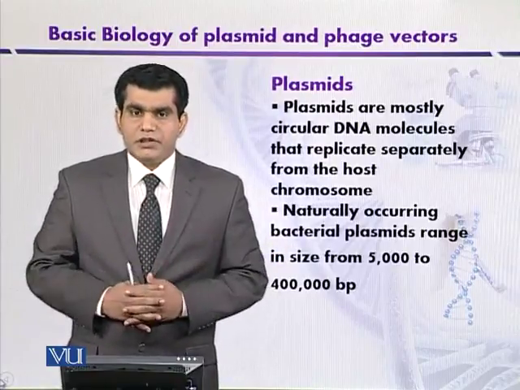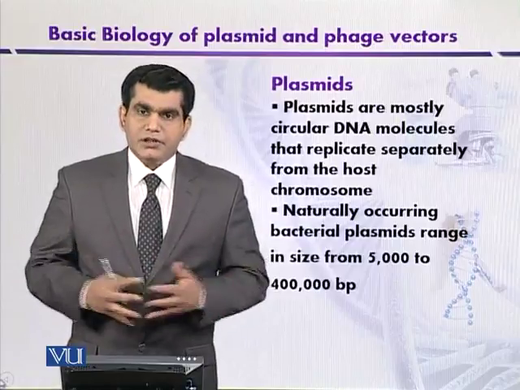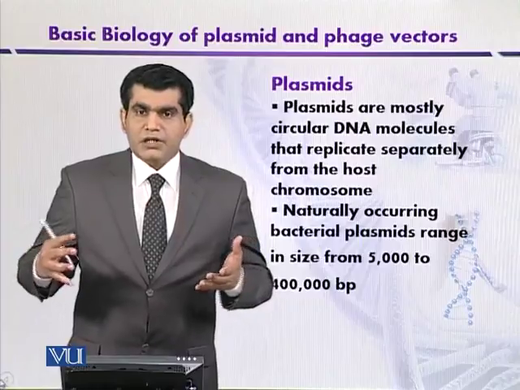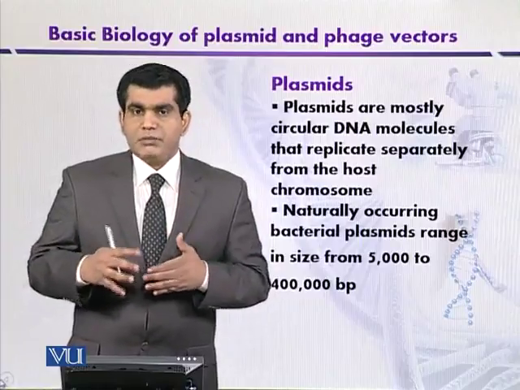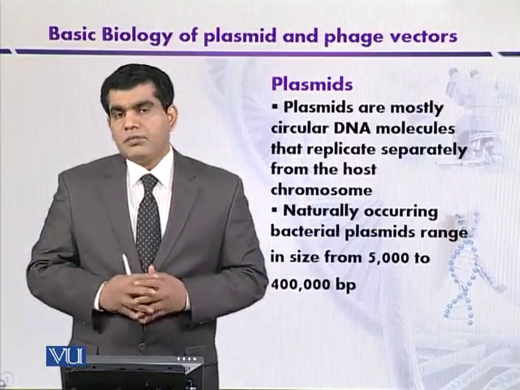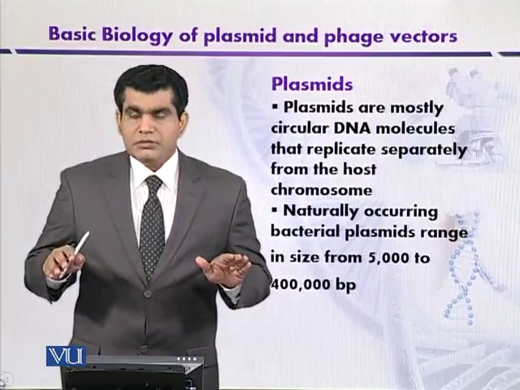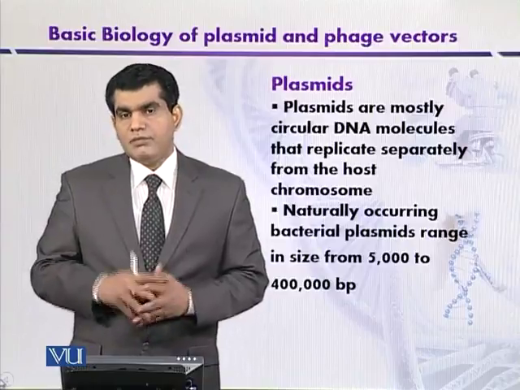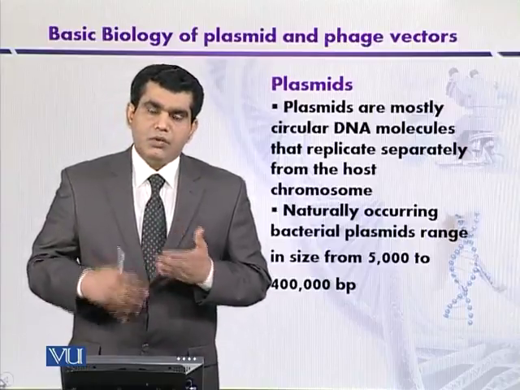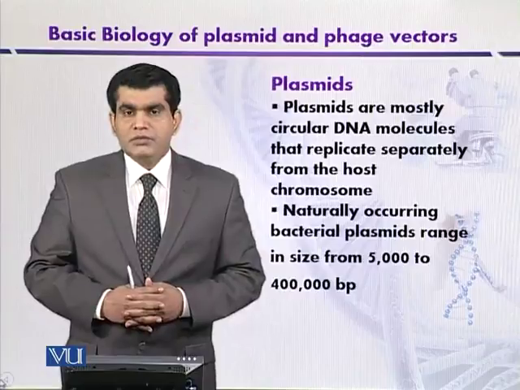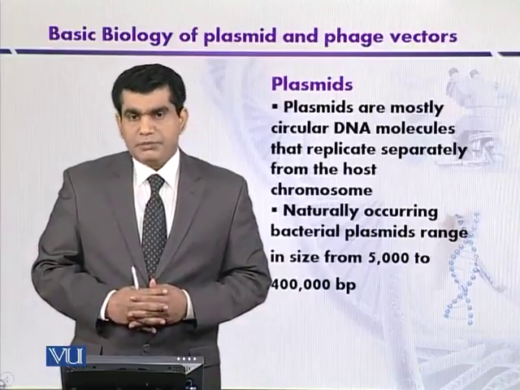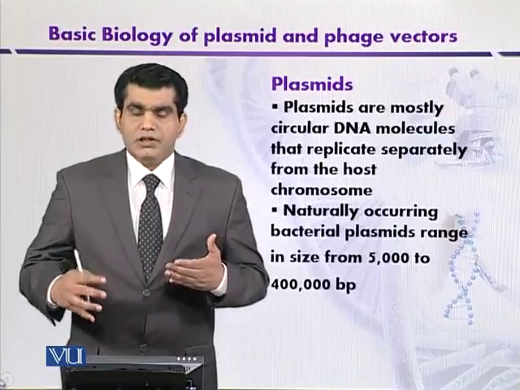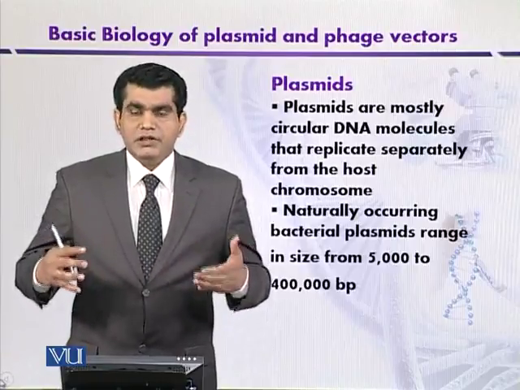There are some examples of bacteria like gram-positive Streptomyces or even some spirochetes like Borrelia that also contain linear plasmids, but because they have their own origin of replication, they are also called replicons. But overall, plasmids are circular DNA molecules.